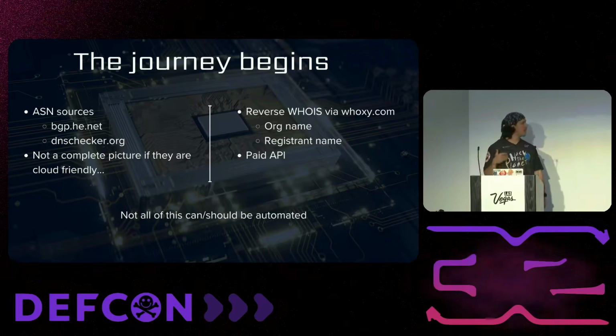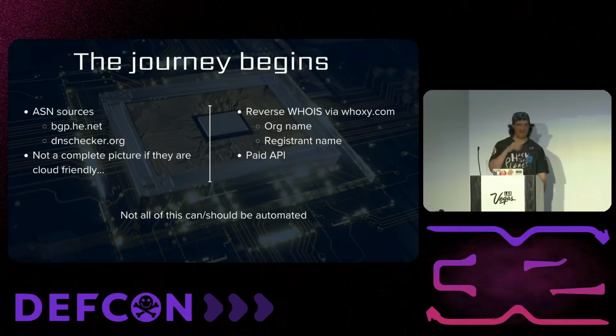But specifically for Apex domains, these are some of the sources. It's not the complete picture, especially if they're cloud friendly, and we'll get into the cloud stuff later. There's reverse WHOIS, and there's ASN, like checking their ASNs against certain ASN sources. But the thing at the bottom, I'm not going to hit on for a whole bunch because I personally don't like automating this a ton. I do a little bit of it.